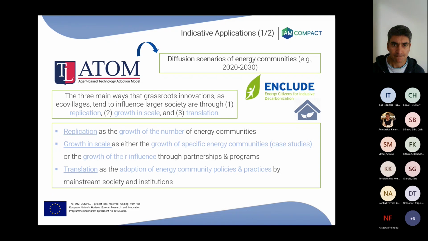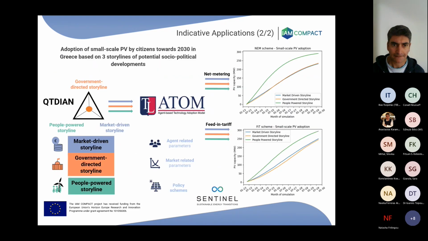And in Sentinel, we have soft linked the model with Quotidian, which is more of a toolbox for coming up with different sociopolitical storylines, so that we have different potential evolutions of the agent-related parameters and other parameters, and we use the model to assess net metering increase, feed-in tariff increase, or potential battery-based self-consumption schemes.